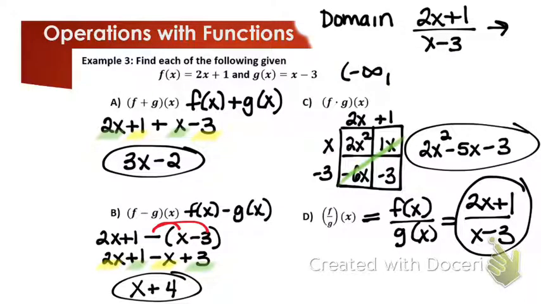What number do I have to throw out? What's the only number that will cause this to be 0? Positive 3. And do I put a bracket on that 3 or a parentheses? Who says a bracket? Who says parentheses? It is a parentheses because parentheses means that it's not included. So this would be your domain.